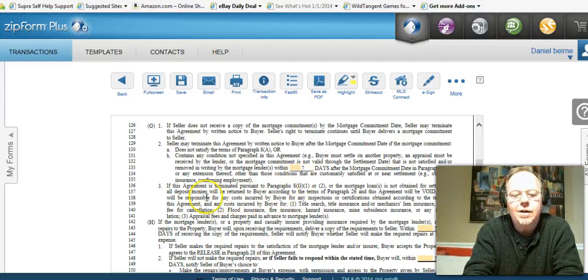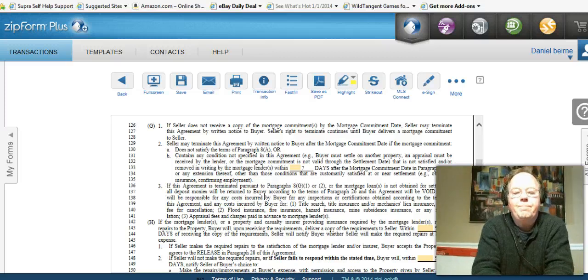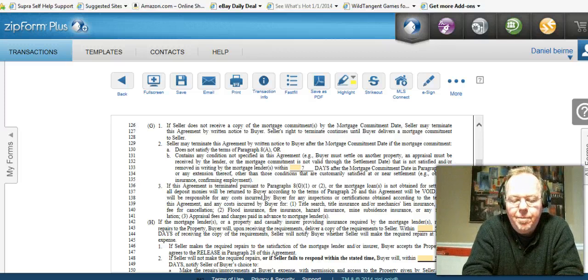And then it goes on to say here, if the contract is terminated because of the mortgage commitment, the buyer gets a deposit back. If the seller terminates it, the buyer may or may not be entitled to any costs they put out for a mortgage application and money paid to an insurance company.